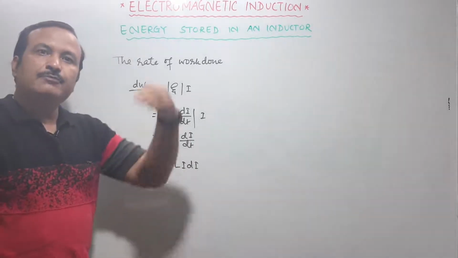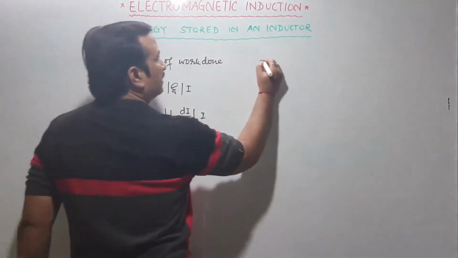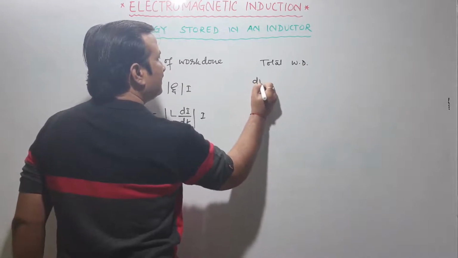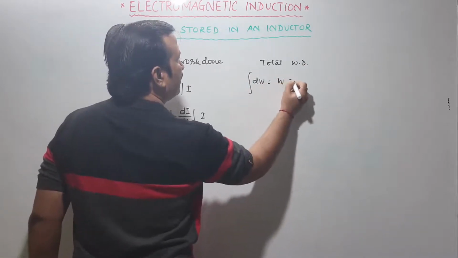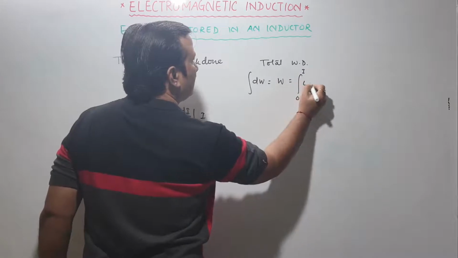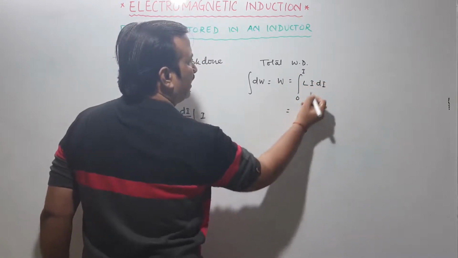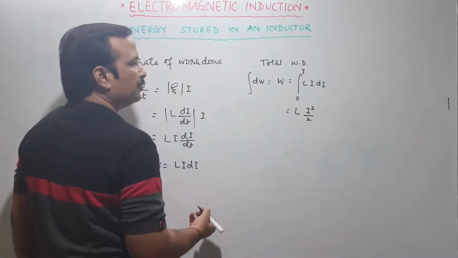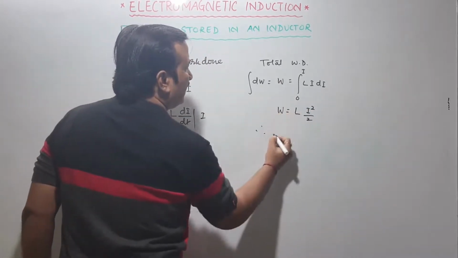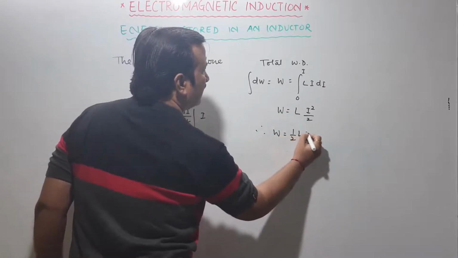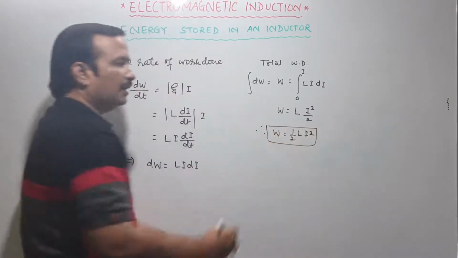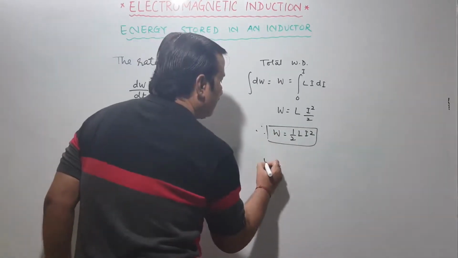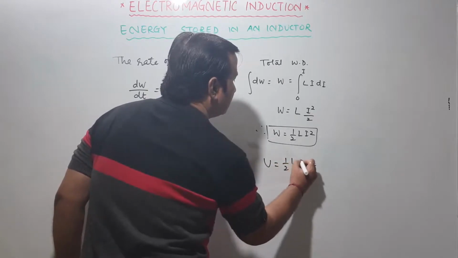Suppose the current increases from 0 to I. The total work done will be obtained by integrating dW, which will give you W equal to the integration from 0 to I of L I di, and L is constant. Integrating I gives I square by 2. So therefore we are getting work is equal to half L I square. This work done is stored as magnetic potential energy in the inductor.